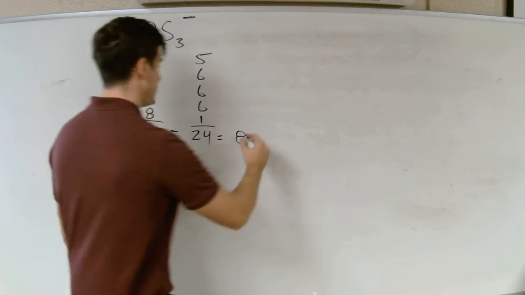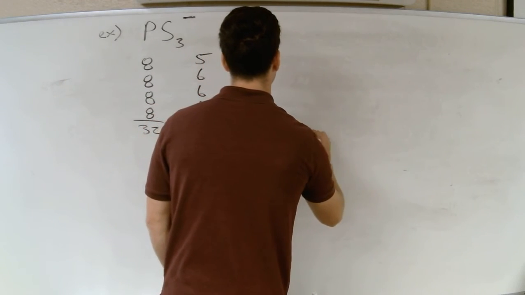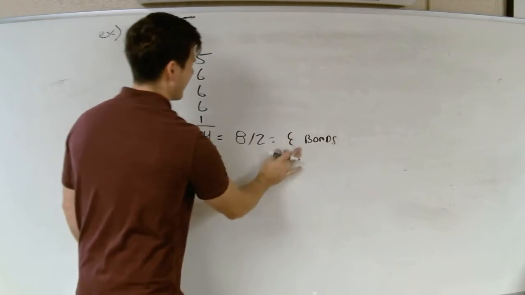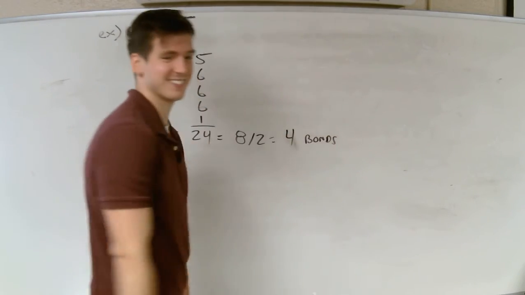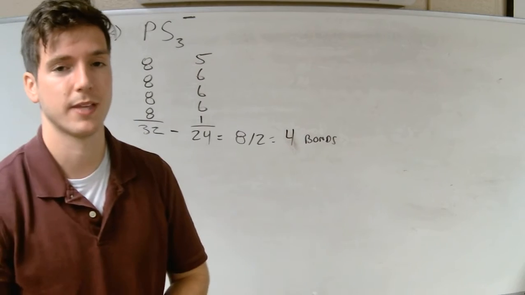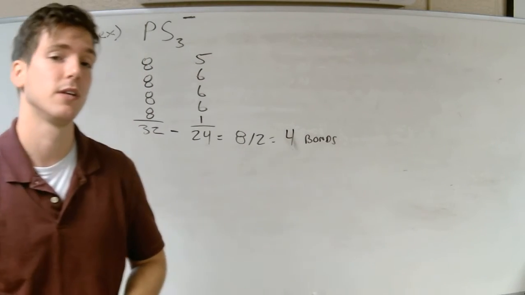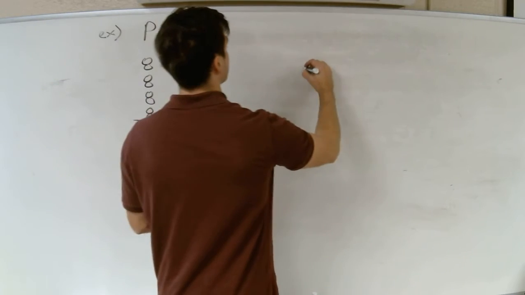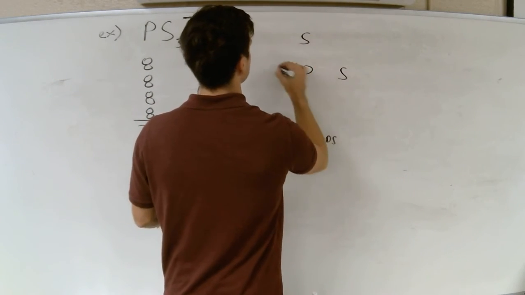We divide by 2. That means we have 8 bonds. Step 4 is done. Not 8 bonds. Sorry. 4 bonds. We're going to have 4 bonds. Okay? Step 5. Determine our central atom. It's going to be that phosphorus that's by itself. And it's going to be surrounded by sulfurs.